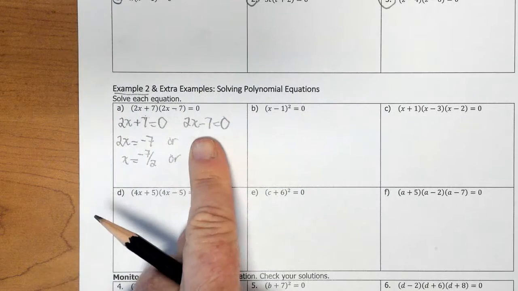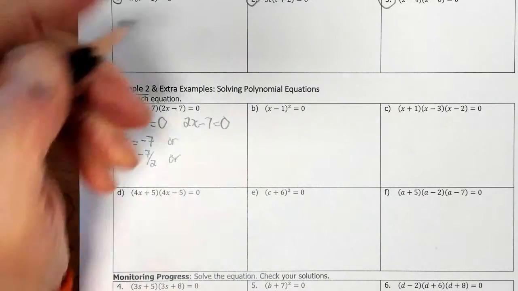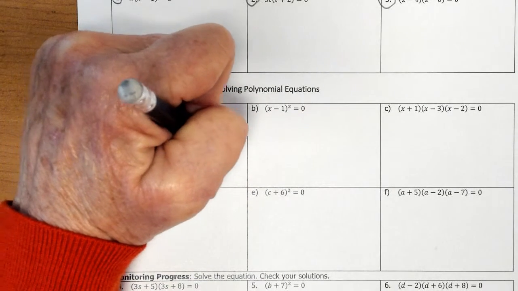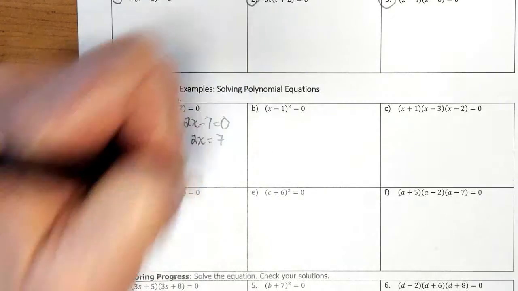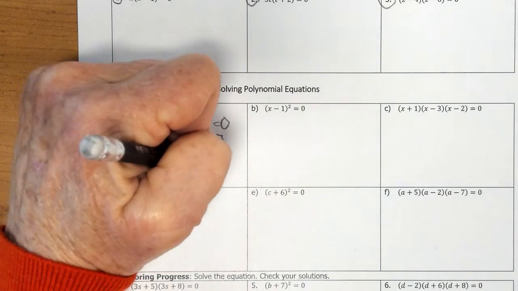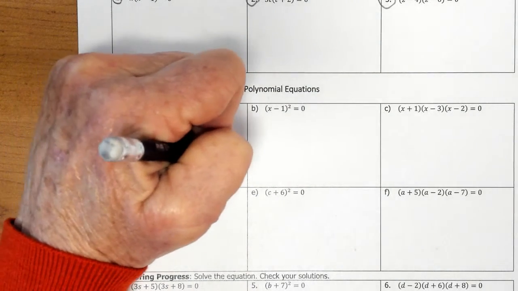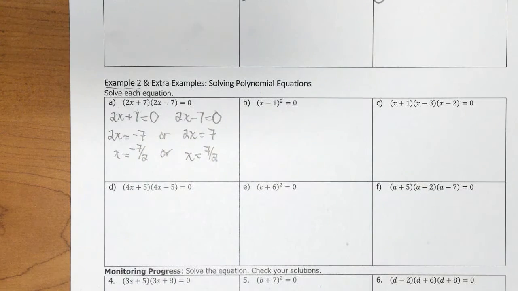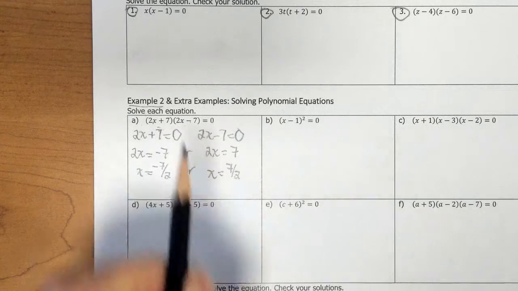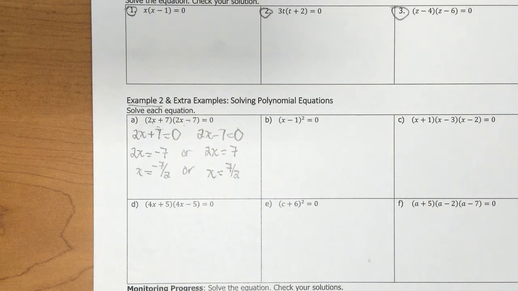I need to figure out what the second value of x could be. So I'm going to get that 2x is equal to 7. Therefore, x is equal to 7 over 2. So either value will make one of these factors 0.